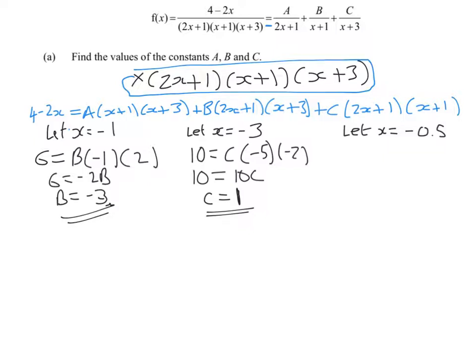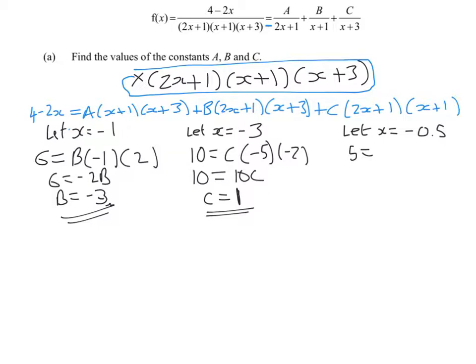So I've got 4 minus 2x. Half of negative 2 is negative 1. So 4 take away negative 1, we're going to have 5. Just to clarify that a bit for you: 2x would be negative 1, and 4 take away negative 1 will give you 5. Okay, so we've got 5 there.